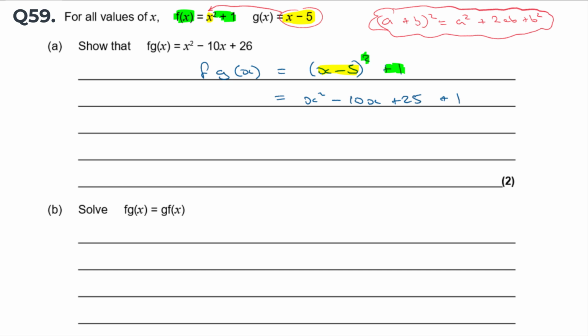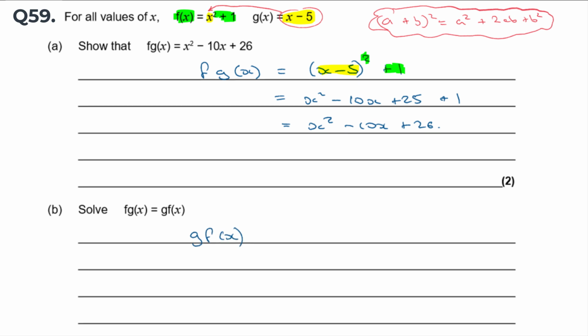Right, so then tidying that up, I've got x squared minus 10x plus 26 as my final answer. Oh look, that matches what I was meant to get, so that's good. Solve f of g of x equals g of f of x. Well, we know f of g of x, we don't know g of f of x yet. So what's g of f of x?